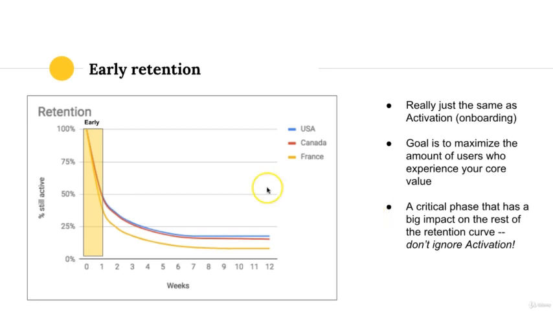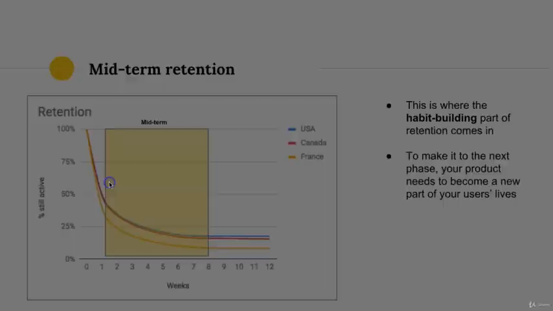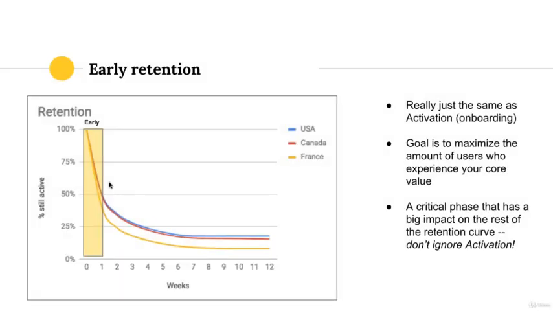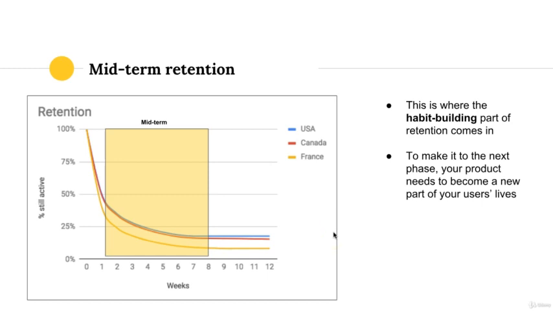This is a critical phase that has a big impact on the rest of the retention curve. Don't ignore activation. If you can get this curve to slope less steeply downwards, then you can improve the rest of the curve. The next phase is midterm retention. This is really where the habit building part of retention comes in. If you really want users to get to the next phase and stick around forever, your product needs to become a new part of their lives.